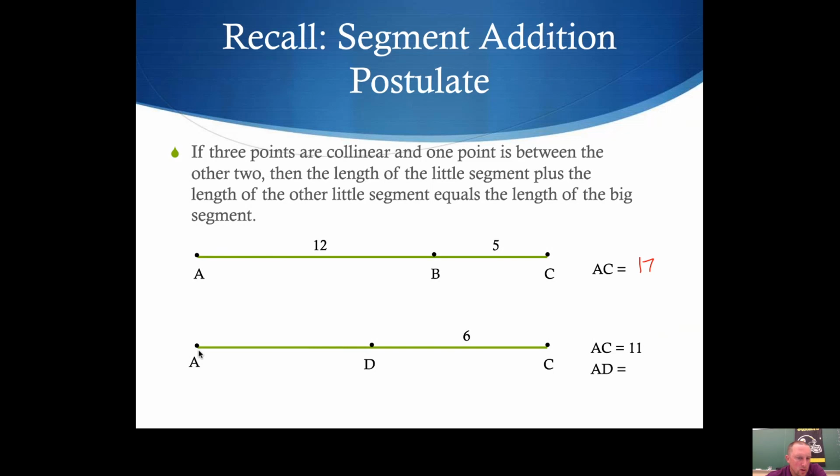Now on this next one, again, we have a diagram with 3 segments. They're telling you from A to C, that's your big segment, has a length of 11. D to C, they're telling you is 6. How far is it from A to D? Remember, it's still the 2 littles adding together to give you the big. So 5 plus 6 gives you 11. If you don't know where the 5 came from, really what you're doing is you're subtracting. When you have the big segment, subtract the little segment to get the other little one.